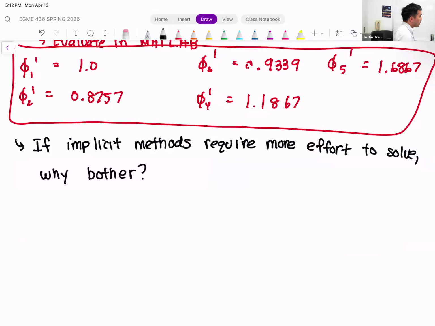Because if you do CFD professionally, or finite elements professionally, the name of the game is always going to be efficiency. So trying to get the best result possible for the least amount of computing power possible, right? And so implicit methods require more effort. There has to be a reason why. It can't just be for fun. The answer is stability.